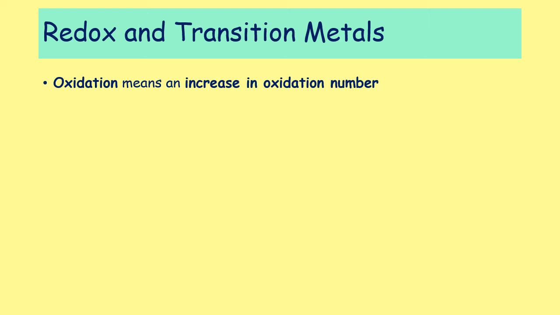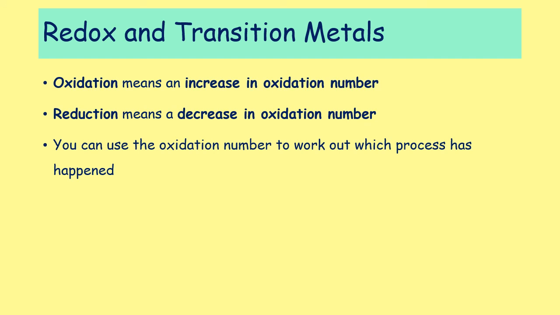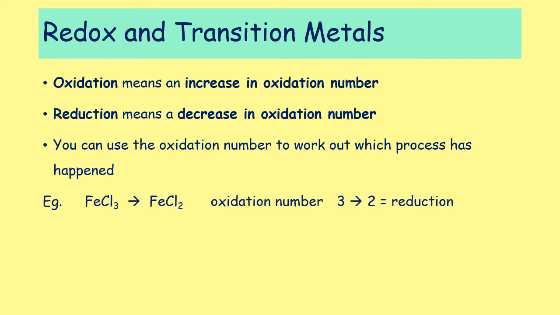And if oxidation is an increase in oxidation number, reduction is a decrease in oxidation number. And so you can use the oxidation number to work out which process has happened to a chemical. Usually these questions focus on one particular atom within a compound rather than the compound as a whole, and it's typically a transition metal. So for example, here it's obviously not a balanced equation, but we can see iron 3+ going to iron trichloride going to iron dichloride, the oxidation number has gone from 3 to 2, which represents a reduction.